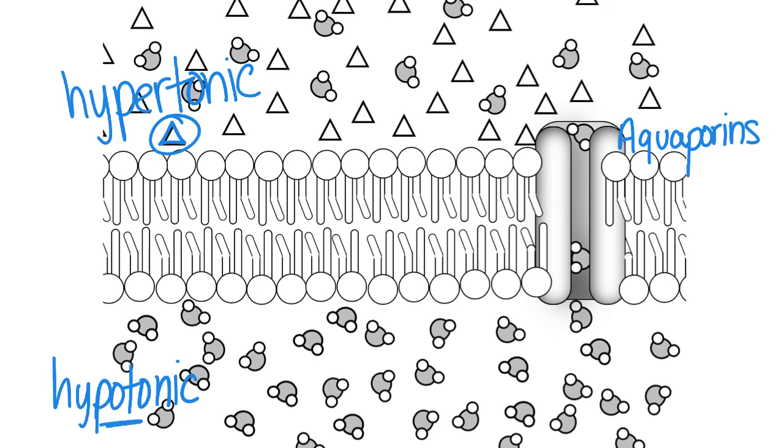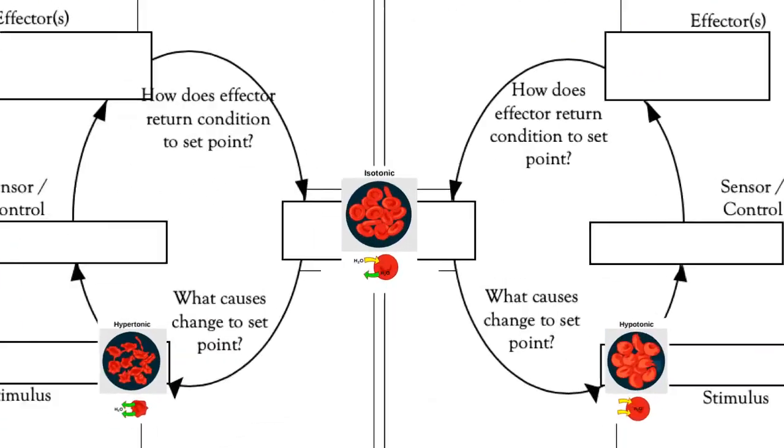So more water on the hypotonic side and more solute on the hypertonic side. Osmosis is always going to take water from where there's a higher amount of water, a lower amount of solute, so from the side that is hypotonic to the side that is hypertonic. And that's going to go through the aquaporins there. In terms of regulating, well, why would you need to?